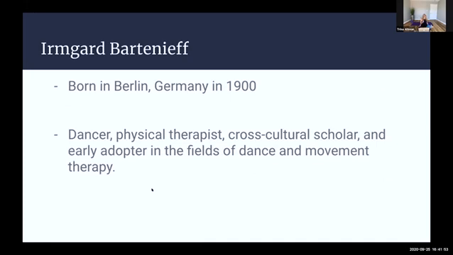Okay, our third somatic pioneer that we are going to focus on this weekend. Her name is Irmgard Bartenieff, and she was born in Berlin, Germany in 1900. She was a dancer, a physical therapist, and a cross-cultural scholar. So again, here we go.